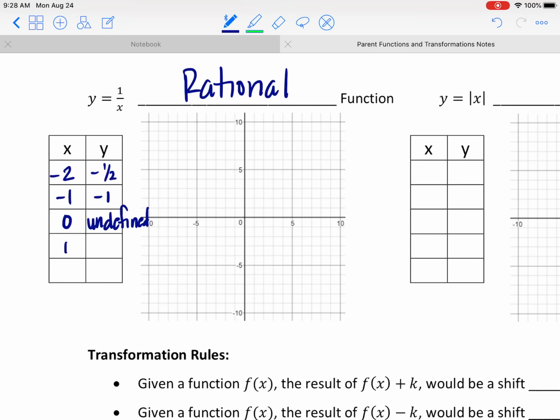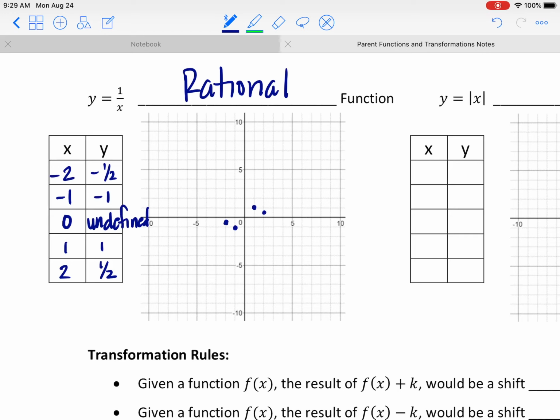I can put 1 in. 1 over 1 is 1. I can put 2 in. 1 over 2 is going to make a half. So if we plot what we have, negative 2 and negative 1/2. Negative 1, negative 1. 0, I can't do anything. 1, 1, and then 2, and then a half.